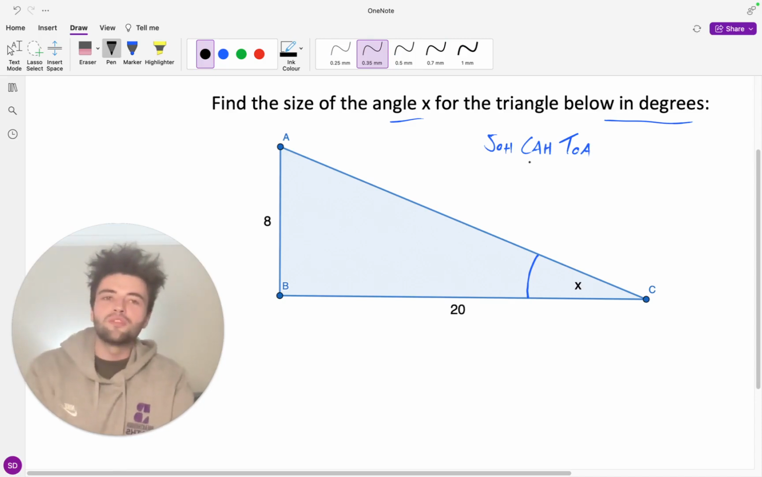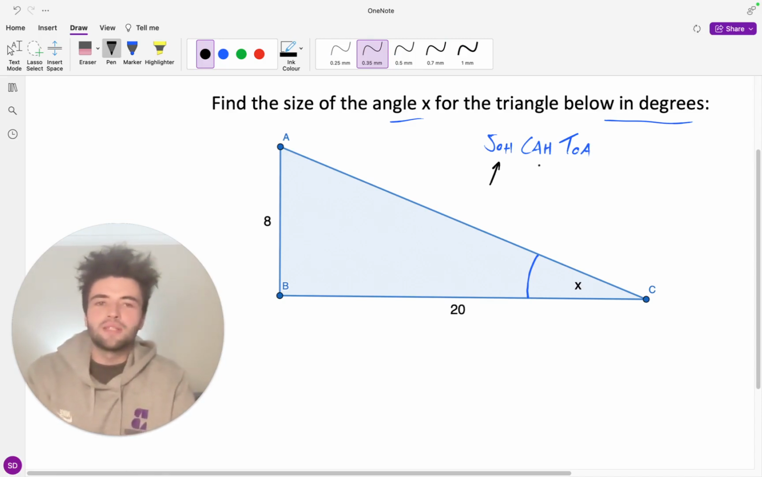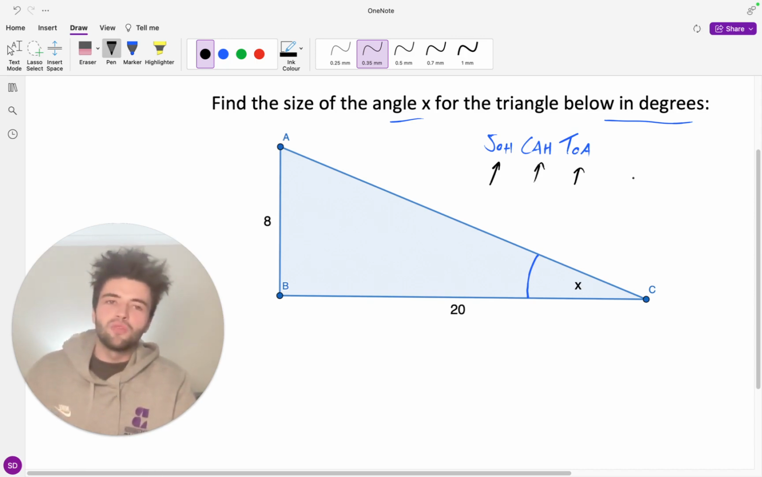And so the way I always remember the trig identities is to use this word SOHCAHTOA, where we have the sine being the opposite over the hypotenuse, cos being adjacent over hypotenuse, and then tan being the opposite over the adjacent. And so we're basically going to be looking at which values we have here.